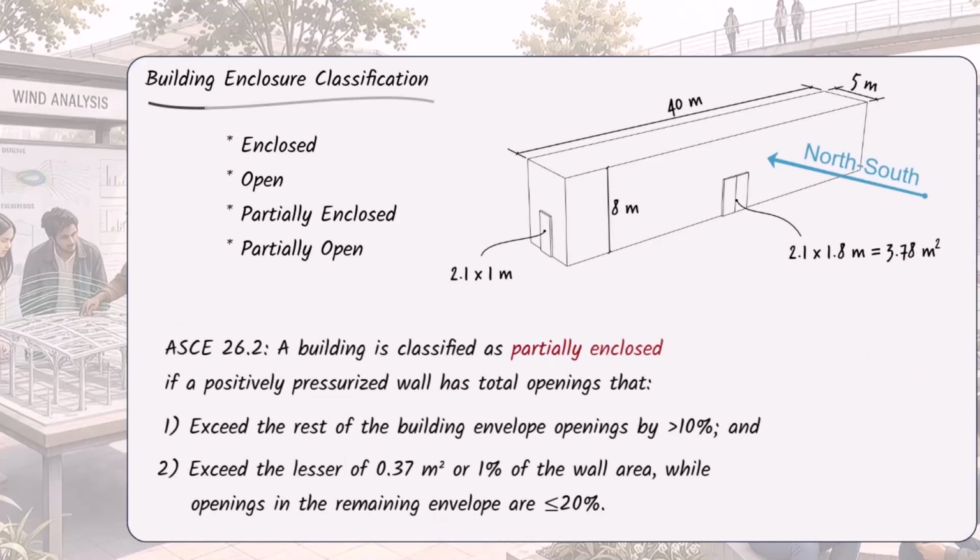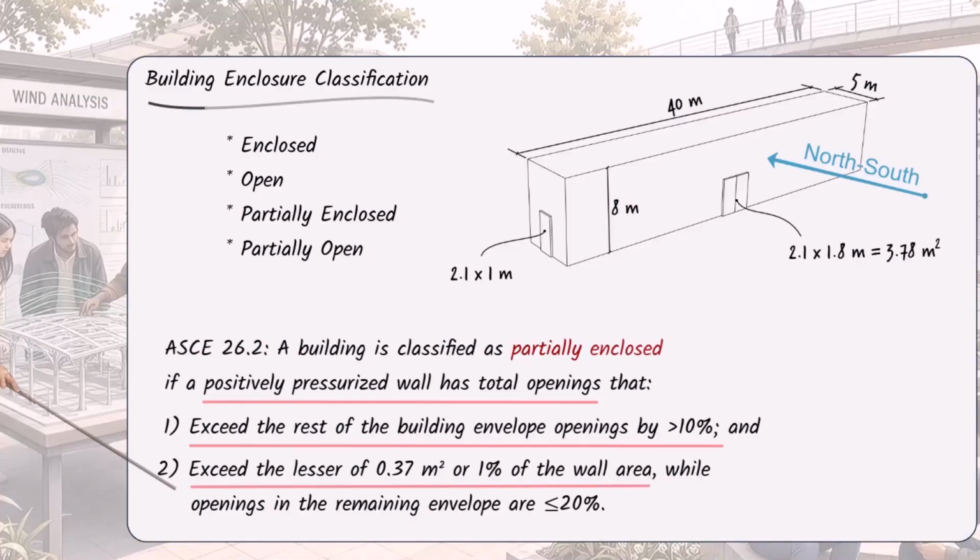ASCE requires that 2 conditions be met for this classification. First, the area of openings in the positively pressurized wall has to exceed the sum of all openings in the rest of the building envelope by more than 10%. Second, that same opening must also be larger than 0.37 square meters, or 1% of that wall's area, and the openings in the remaining building envelope must not exceed 20%.